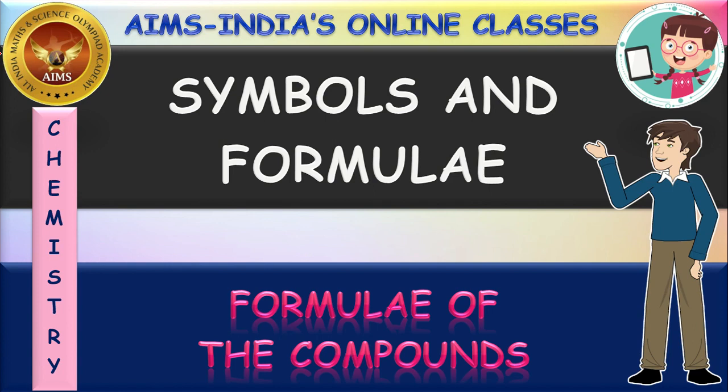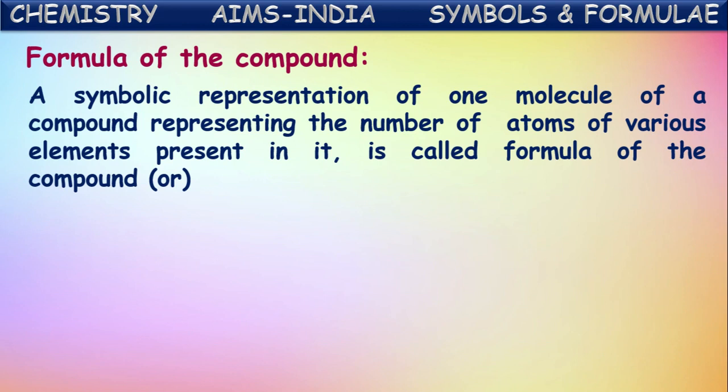Now let us see how to write the formula of compounds. Let us learn it here. The symbolic representation of one molecule of the compound, representing the number of atoms of various elements present in it, is called the formula of that compound. What is a formula actually? The symbolic representation.